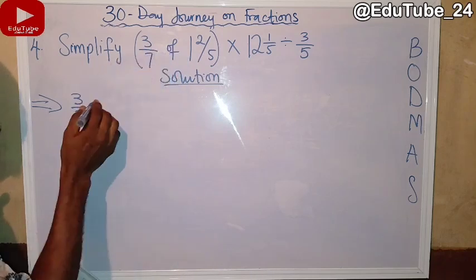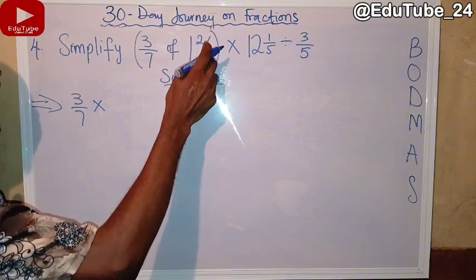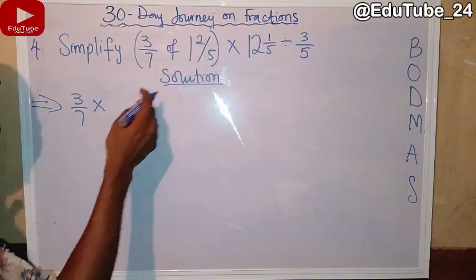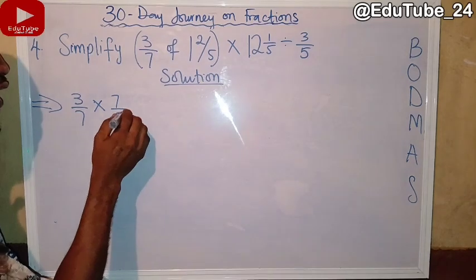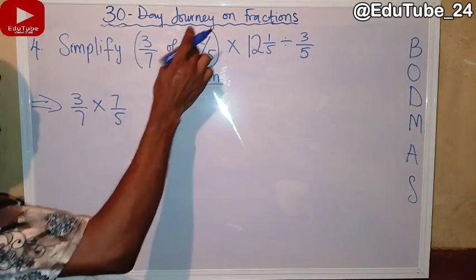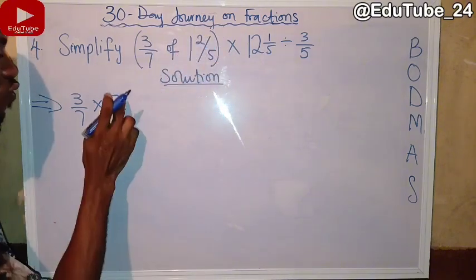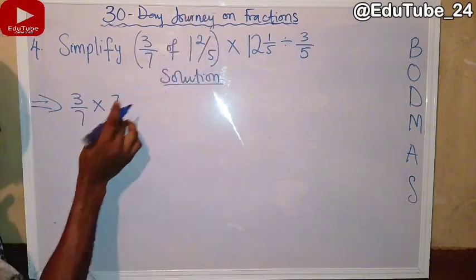I'm going to convert of to times, and then I'm going to write one whole number 2/5. I'm also going to convert it straight away just to save time. So that will give us 7/5. Now this is not alien. This doesn't come from no space. I converted one whole number 2/5 to 7/5. 1 times 5 is 5, plus 2 is 7. And we are going to work on this.